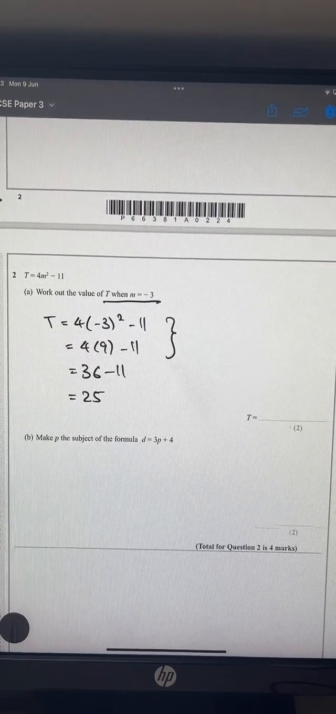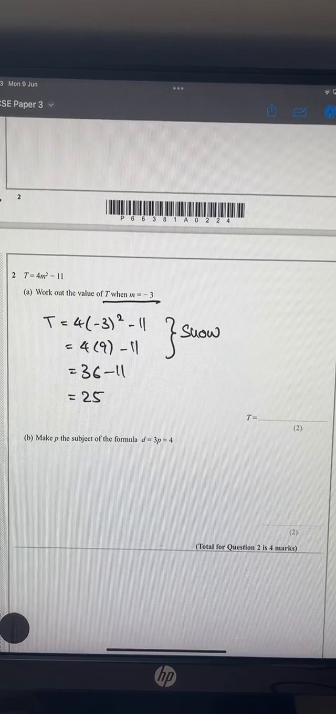You need to show this substitution step to get the mark in the mark scheme. So that's how you do this question. Nice simple 2 marks. T is equal to 25.